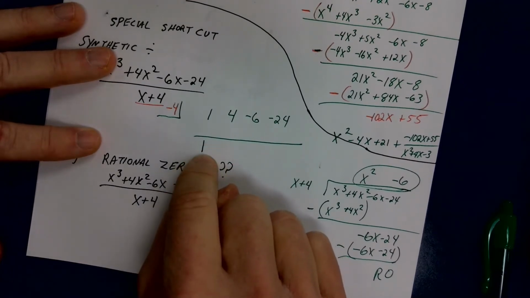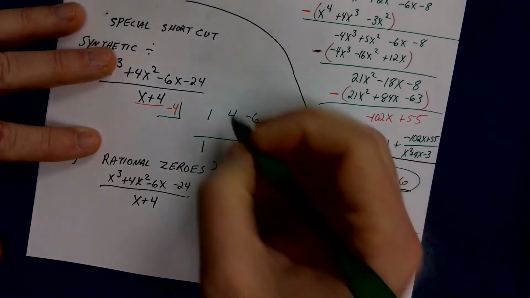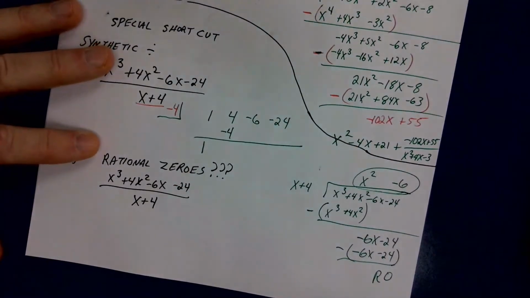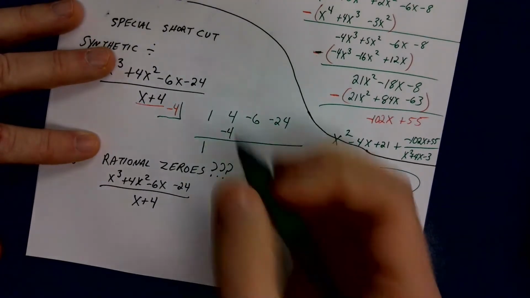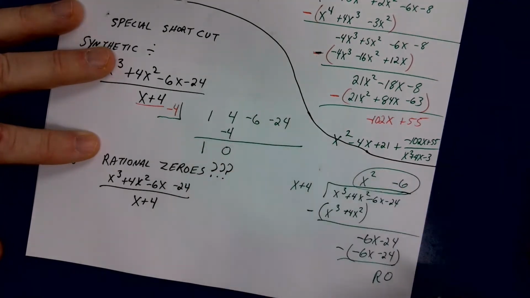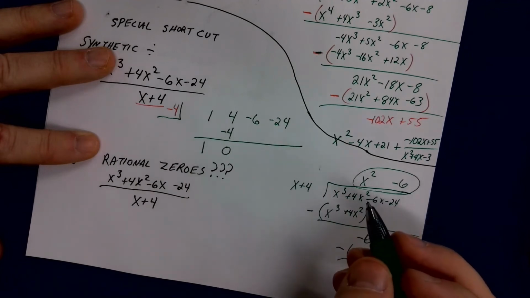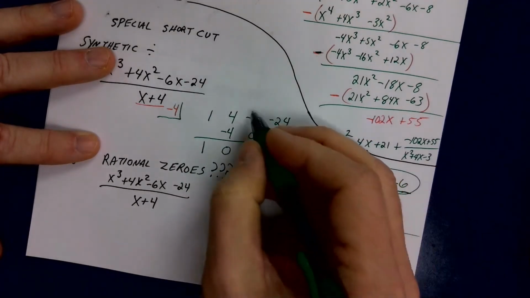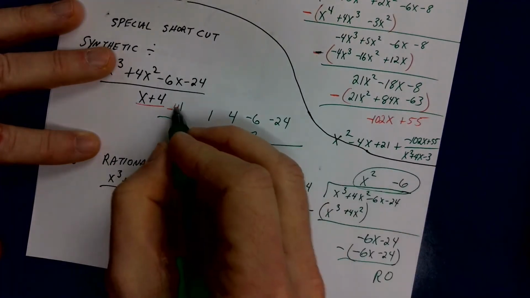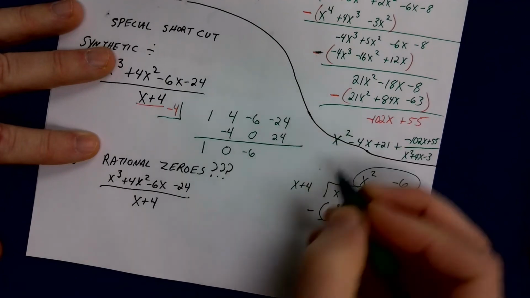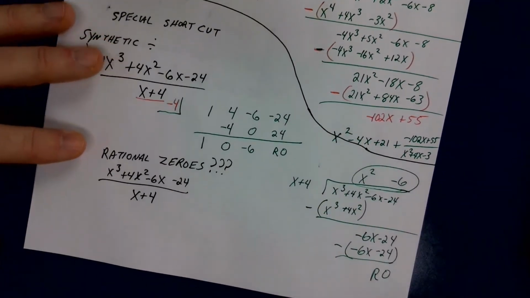Then, whatever's below here, you multiply to whatever's in your box. 1 times negative 4 is negative 4, and you write that right there. And then, if the numbers are above the lines, you add them together. 4 and negative 4 is 0. And then below the lines multiply. 0 times negative 4 is 0. And you add the numbers, right? Negative 4 times negative 6 is 24. And you add the numbers. And you can see that I get a remainder of 0.